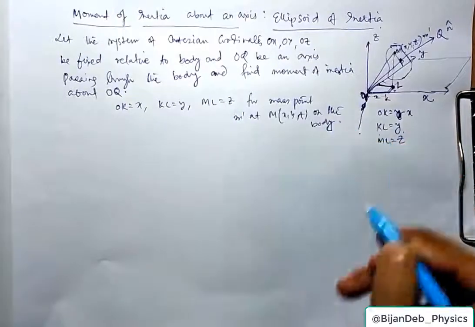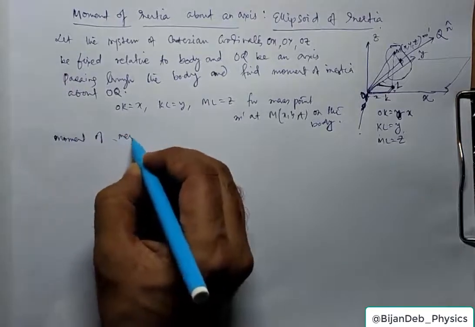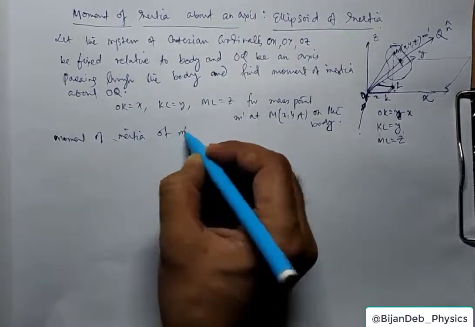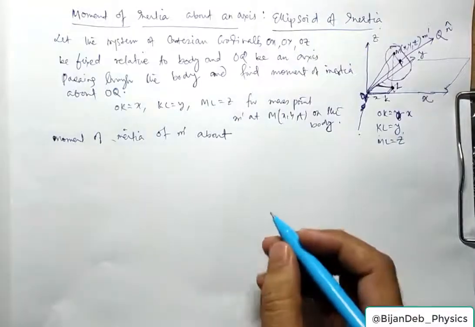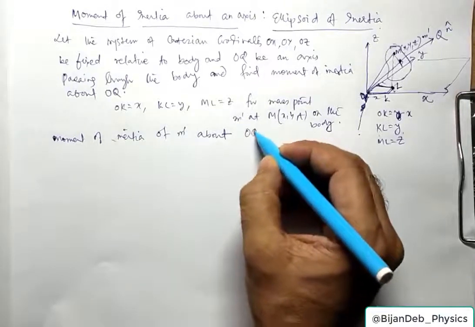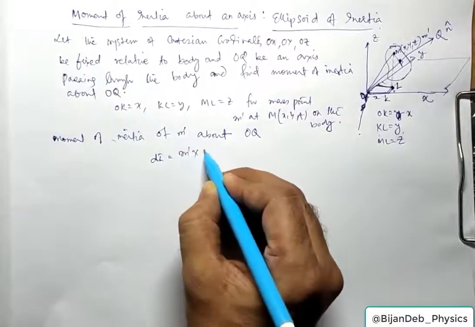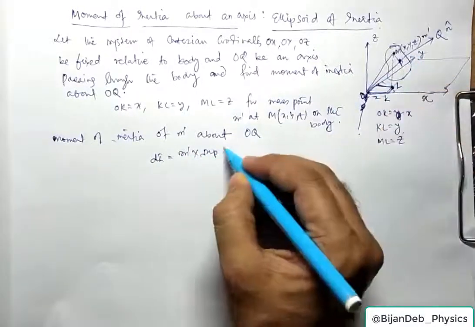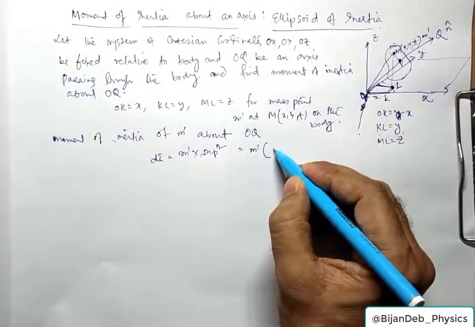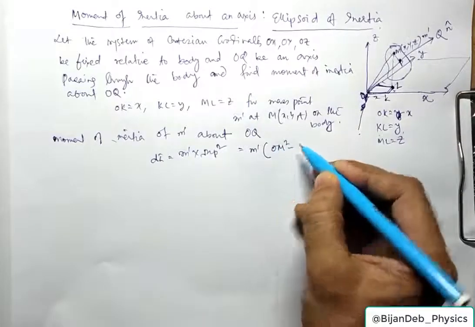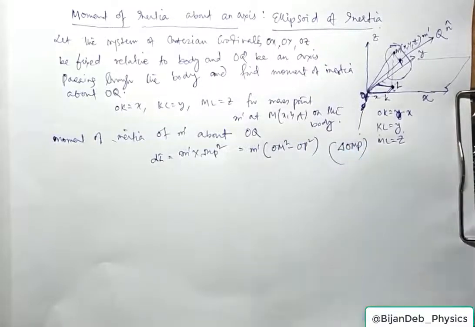Okay, so the moment of inertia of M prime about OQ. We know the moment of inertia of a mass point is mass into perpendicular distance squared. MP is the perpendicular distance. Now M prime MP square. Now in this triangle, MP square will be OM square minus OP square. You consider triangle OMP. Okay.